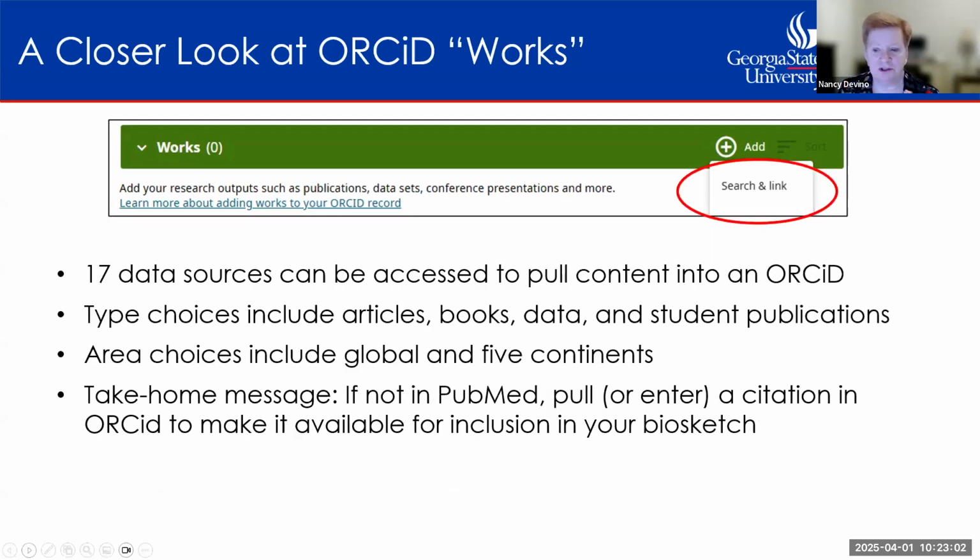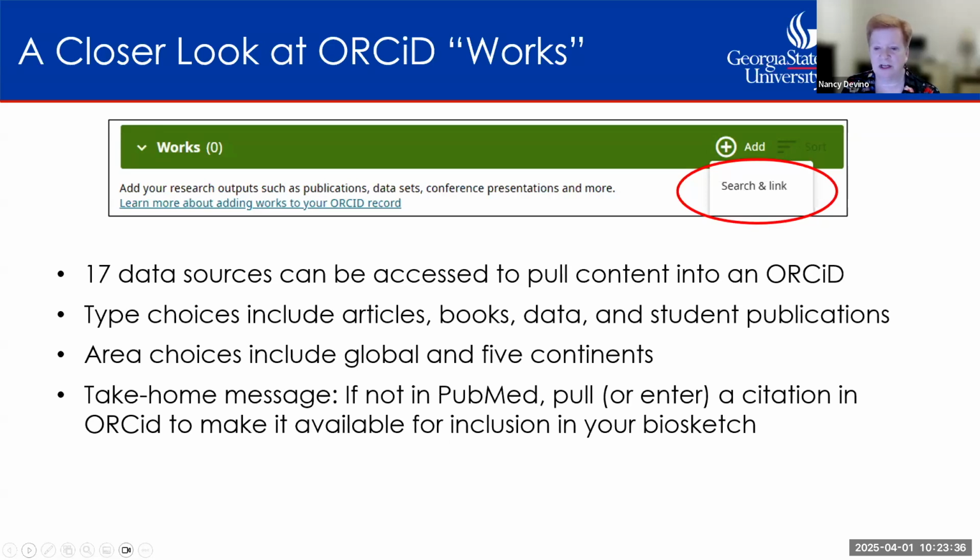Now, if you choose the search and link function instead of PubMed or one of the others that were listed on the previous screen, it actually gives you access, and I'm not going to show a screenshot of it, but there's 17 different databases or data sources that can be used to pull content into an ORCID ID. The types of choices include articles, books, data, and student publications. It also allows you to search geographically by either choosing global or choosing one of the 5 continents.